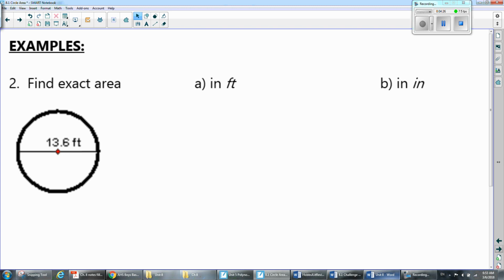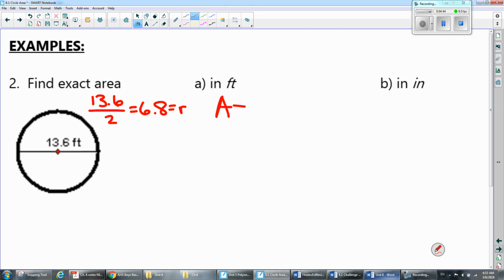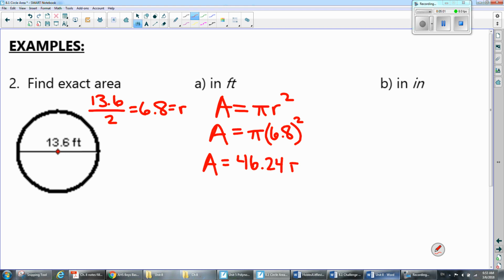So if we were trying to find the exact area of this circle, they give us 13.6 as the diameter. So we're first going to divide that by 2 to find the radius. So our radius is really 6.8. When we use our area formula, pi r squared, we'll take 6.8 squared, multiply it by pi if this is exact. We will leave that as 46.24 pi feet squared.